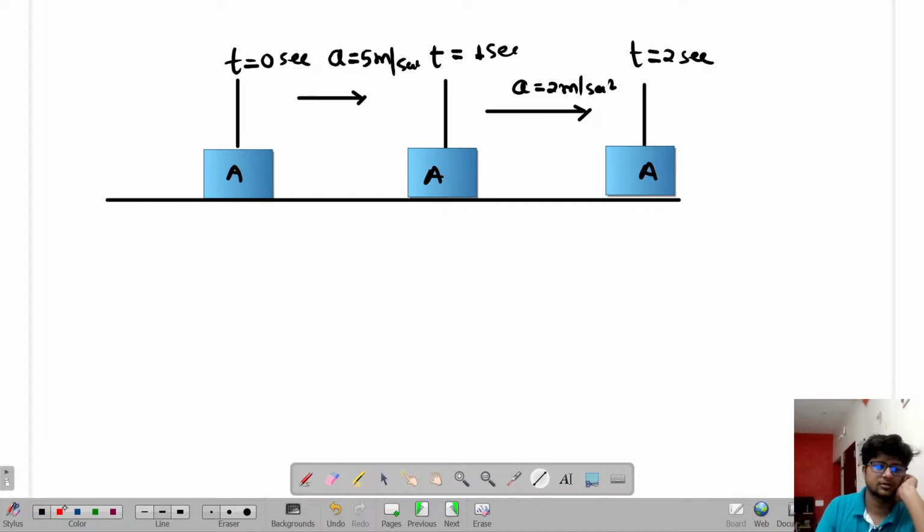Over here, my velocity was 5 meter per second. Then find the velocity at t equal to 1 second and the velocity at t equal to 2 seconds. Tell me fast. Look into that and tell me.